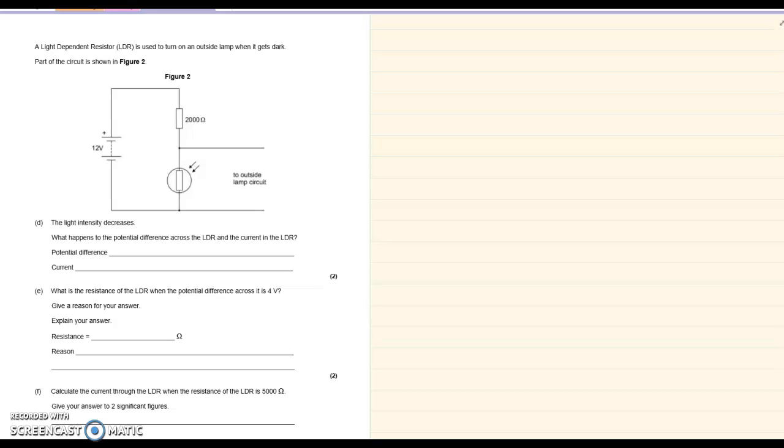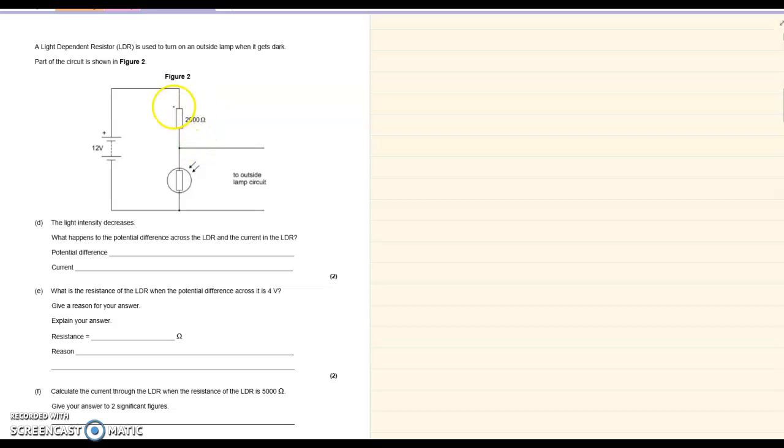Now part E, a calculation, looks trickier than it is, but look at what we know here. So we've got 12 volts in the battery, and we know that there's 4 volts across the LDR. Tells you in the question. So from that, we need to deduce that there'd be 8 volts across this resistor. Now this is a series circuit, so the current is the same everywhere.